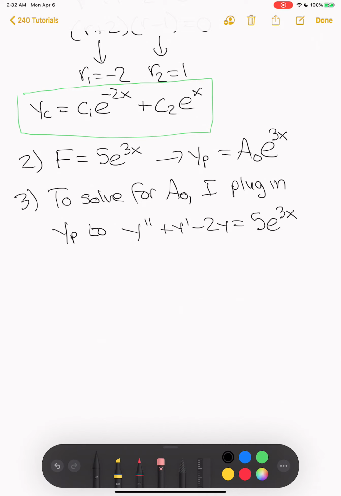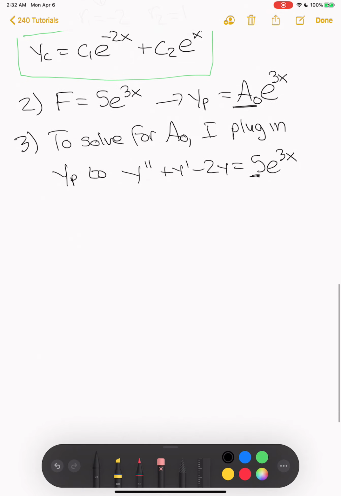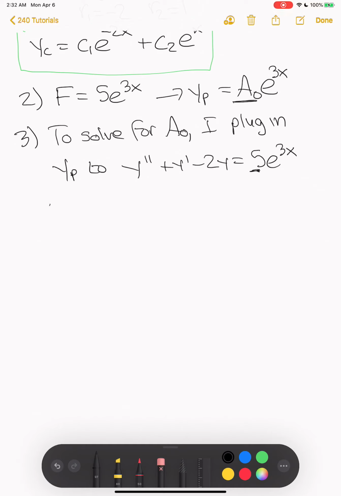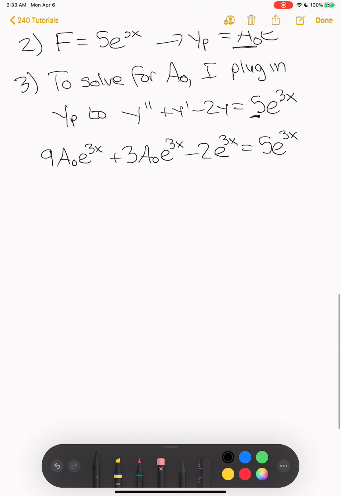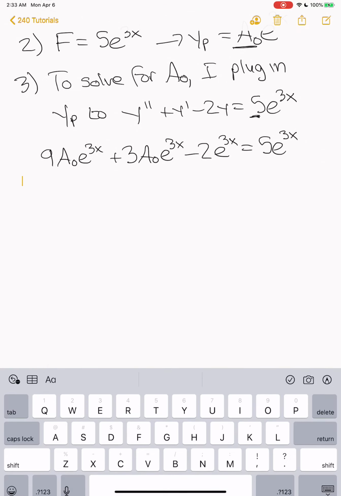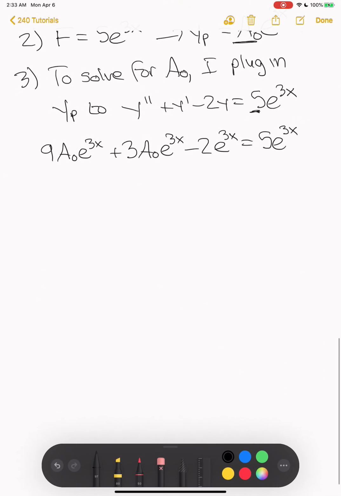So I plug it into the non-homogeneous equation, and then I'm able to match these coefficients. This a naught and this 5 will allow me to solve for a naught. So I take two derivatives. I get 9a naught e to the 3x. One derivative gives plus 3a naught e to the 3x, and then minus 2 times a naught e to the 3x gives me 5e to the 3x. They all have the exponent, so I can just look at the coefficients. This should not be a 2, it should be a 2a naught.